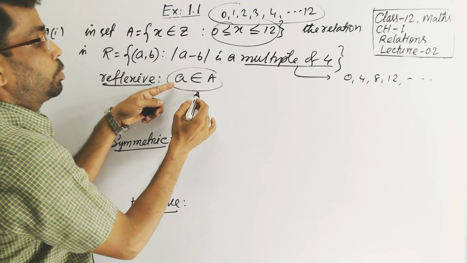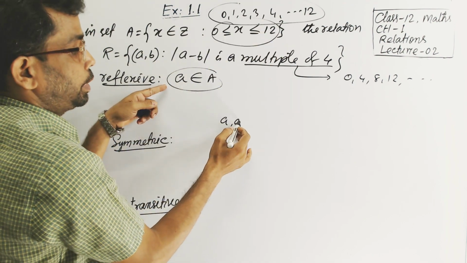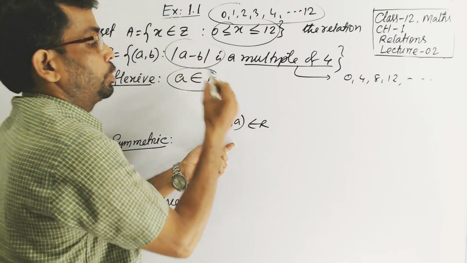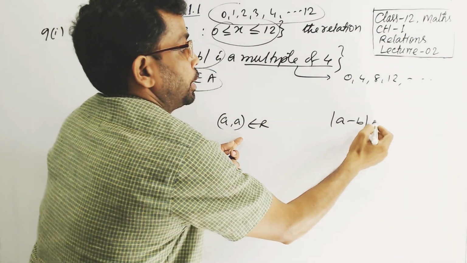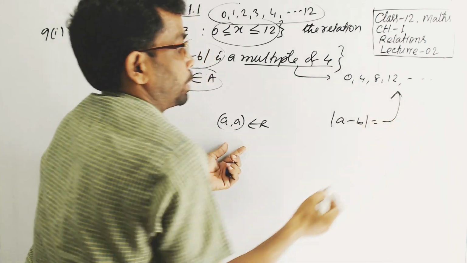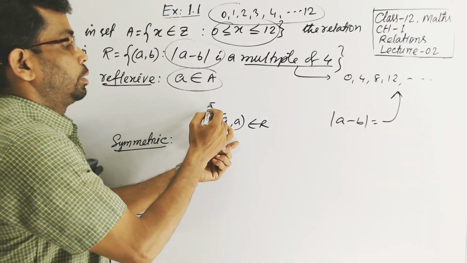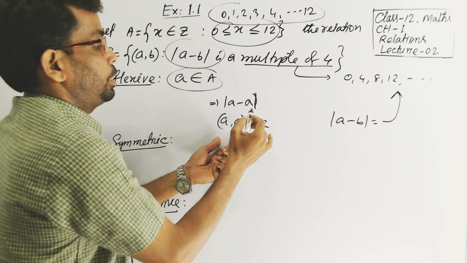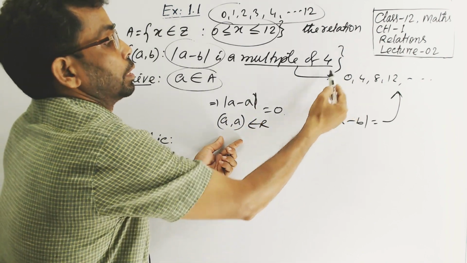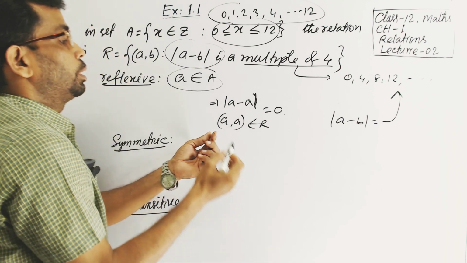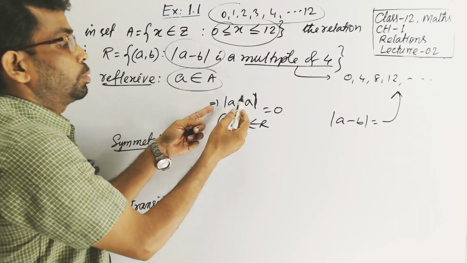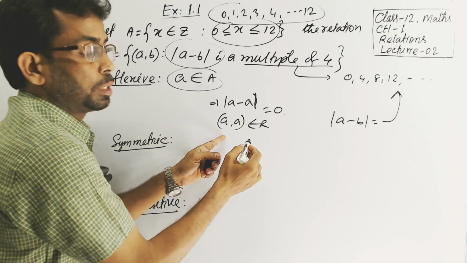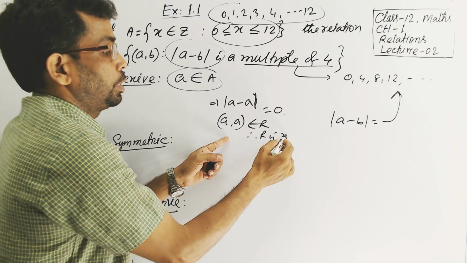Then under modulus, if the pair (A, A) is to be in the relation, they must satisfy this condition: modulus A minus B is equal to any of these numbers. And here modulus A minus A is equal to how much? Modulus A minus A is 0, and which is there. That means it is a multiple of 4. So any number with itself under modulus difference is 0, so the number is related to itself, and hence the relation is reflexive.